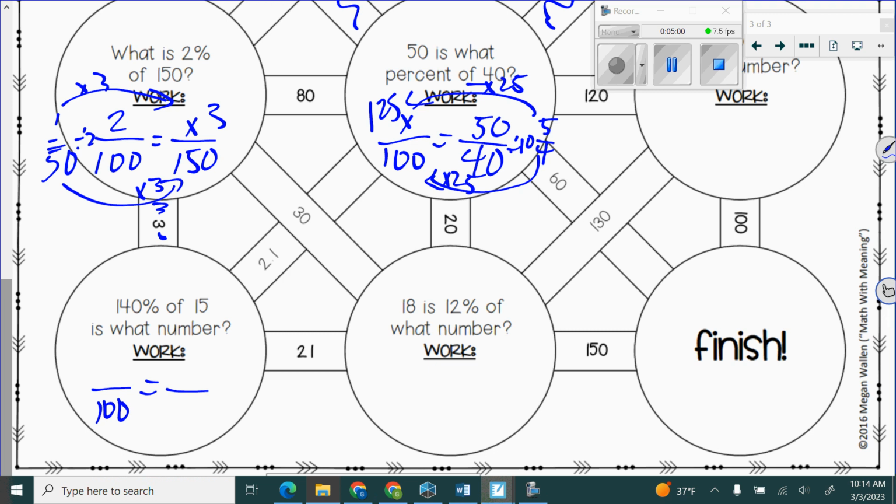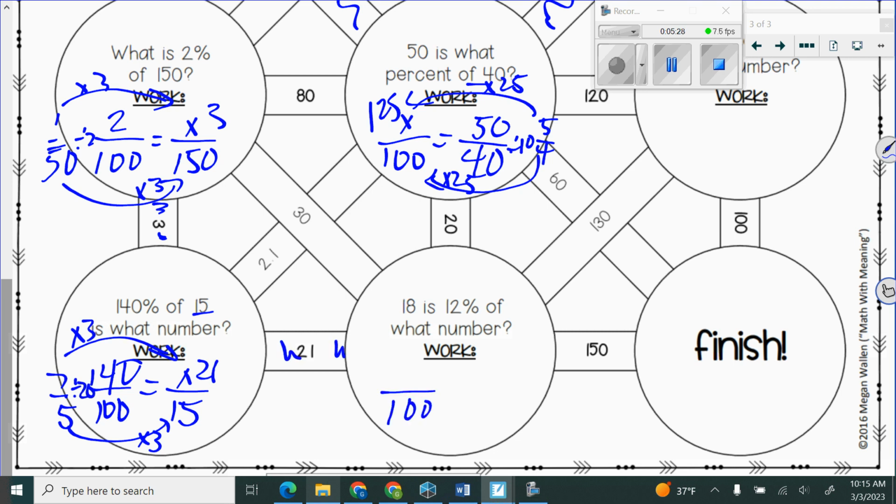Over 100. I have 140% of 15 is what? I don't know. 100 won't go to 15, so if I'm coming back, I'll divide by 20. Gives me 7 and 5. There we go. 5 times 3 gets me 15. Times 3 gives me 21.